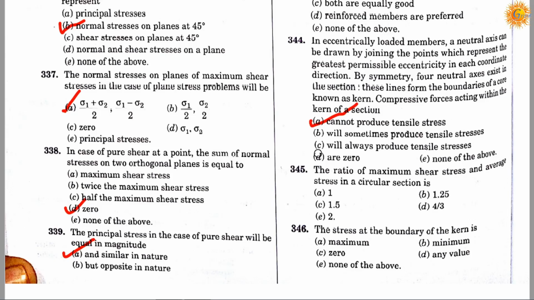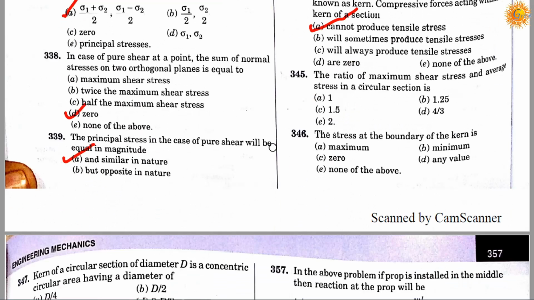Question number 345. The ratio of maximum shear stress and average shear stress in a circular section is option A is 1, option B is 1.25, option C is 1.5, option D is 4/3, and option E is 2. Correct answer is D. It will be 4/3.